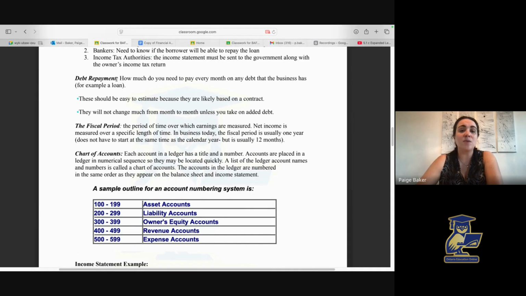The income statement is important because it looks at debt repayment. So how much do you need to pay every single month on any debt that the business has? So for example, a loan.